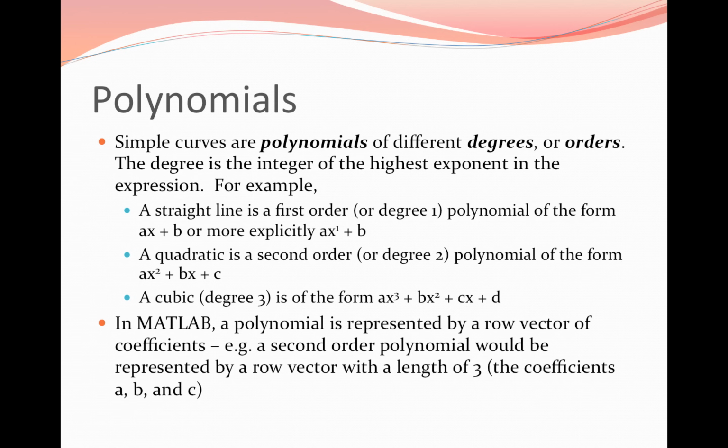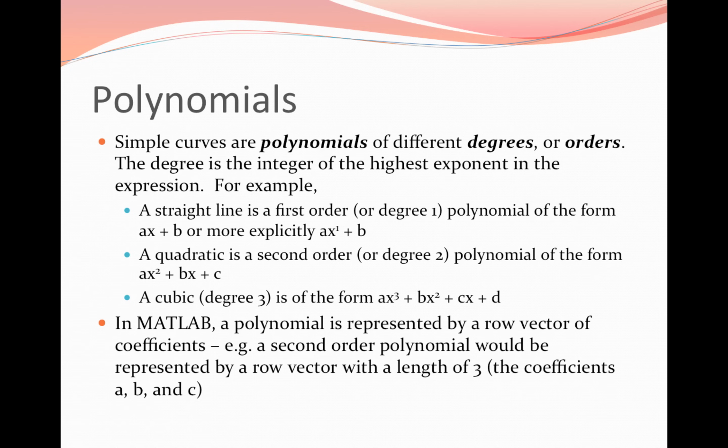Simple curves are polynomials of different degrees or orders. The degree is the integer of the highest exponent in the expression. For example, a straight line is a first order, degree 1 polynomial of the form ax plus b, or more explicitly, a times x to the first power, that's where the 1 comes in, plus b.